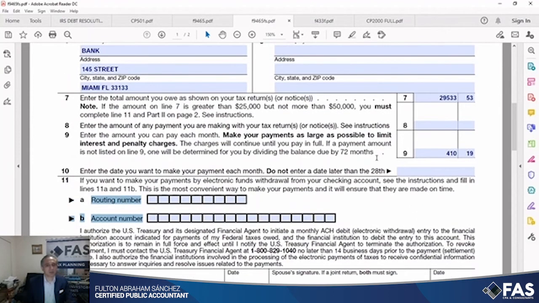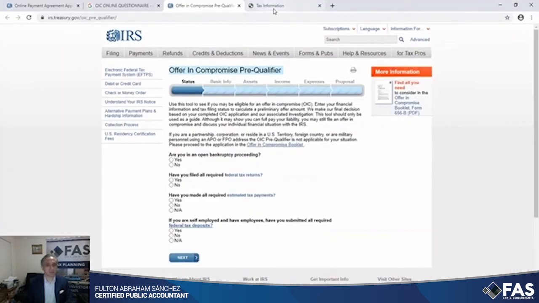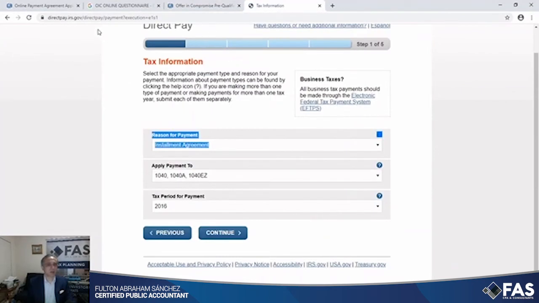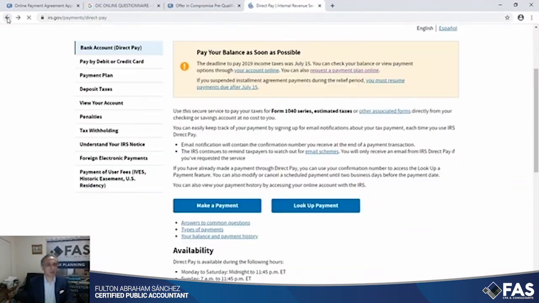And still remember that on the date, the 28th, line number 10, the 28th of the month, if you do not see a payment, an automatic debit from your account using your routing number and account number, then you need to go online and do the payments at irs.gov, direct payments.